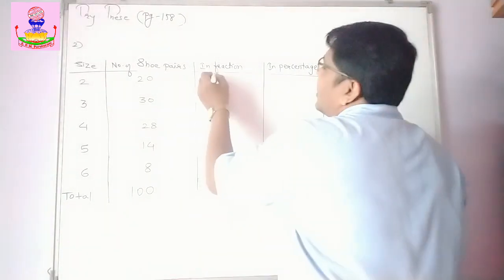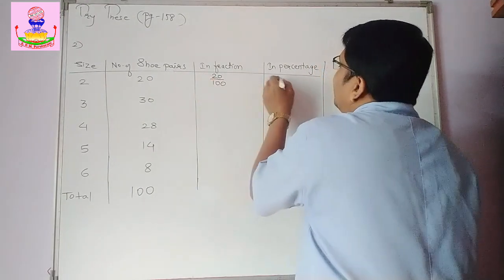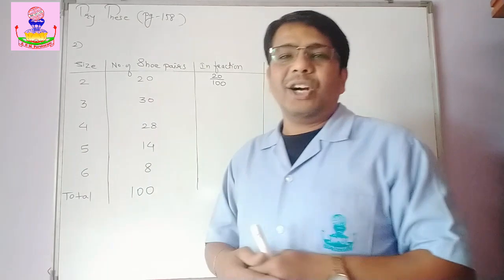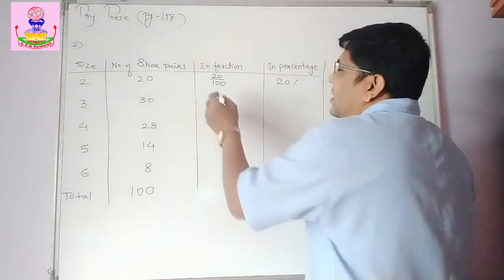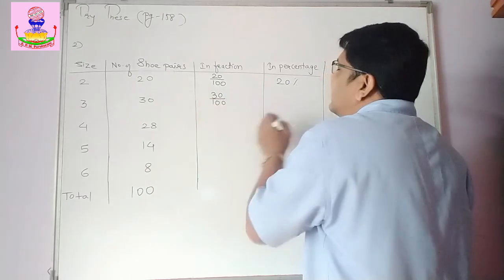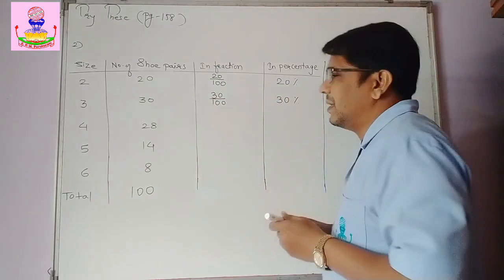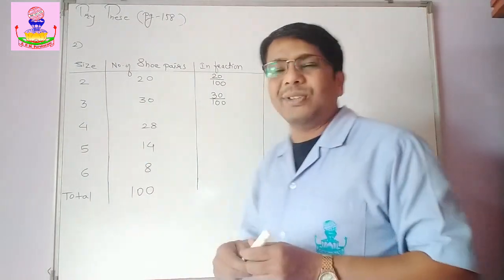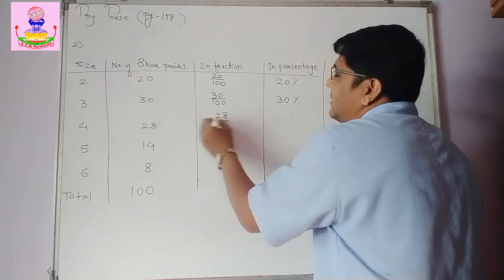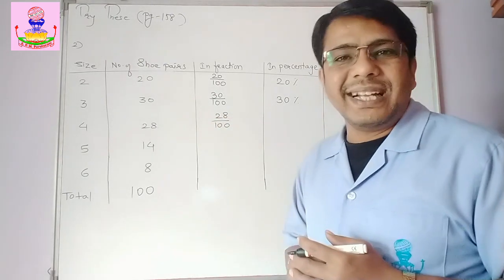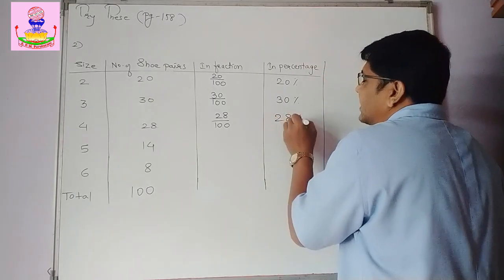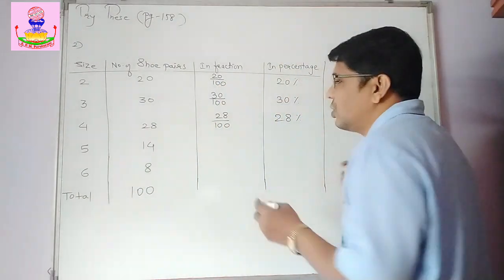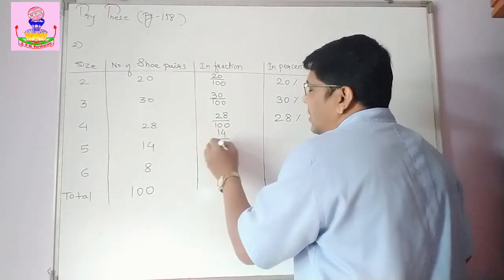So in fraction you can write 20 upon 100. So in percentage, 20%. There are 30 shoe pairs of size number 3. So 30 upon 100, that is 30%. There are 28 shoe pairs whose size is 4, so in fraction I can write 28 upon 100. So that is 28%. There are 14 shoe pairs whose size is 5, so I can write this as 14 upon 100.